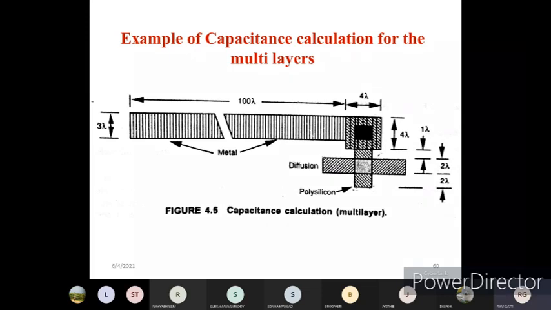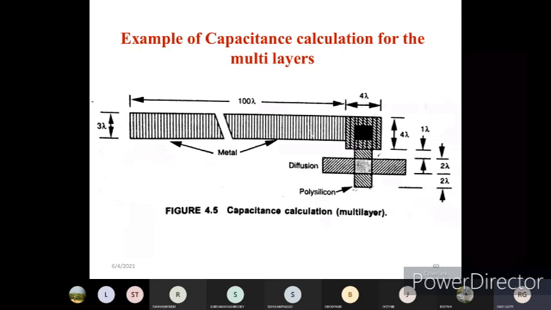Yes, anyone? 75 lambdas. Yes, you will be getting 75. So that is the relative area. And based upon the table I have given you, the metal 1 capacitance for 5 micrometer is 0.075. If I multiply 0.075 into 75, you will be getting 5.625 unit capacitance for metal 1.